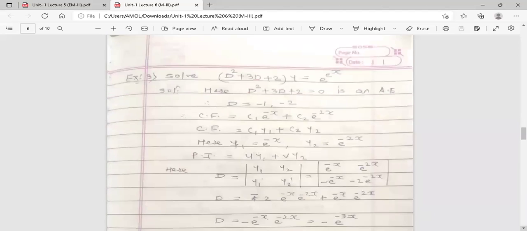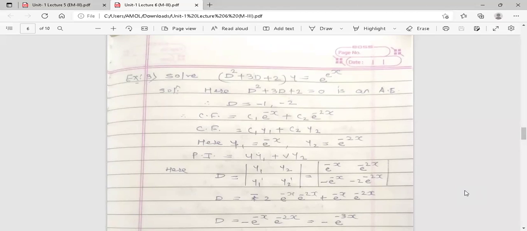This is the second example. And the next example, you take it as homework. Solve D square plus 3D plus 2 into y is equal to e to the power e to the power x. So you take it as homework. You try to solve this example. And so this is the VP method. We discussed the VP method, or method of variation of parameters, to find a particular integral, and it is a special case of second order differential equation only. Discussed for only second order linear differential equation with constant coefficients.